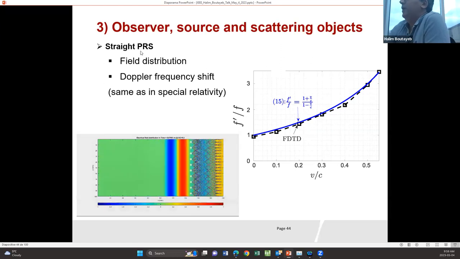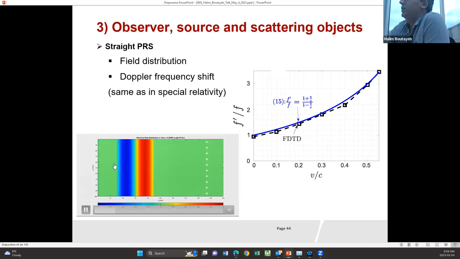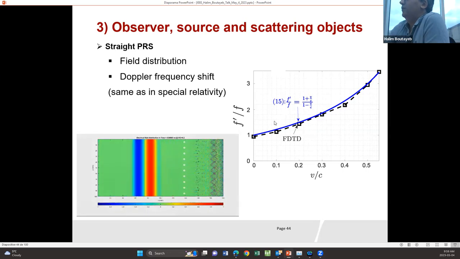Here we consider a moving partially reflective surface, which is made of metallic wires, and it is moving in this direction. And we analyze the Doppler effect. This is a result from FDTD, and this is the analytical formula.